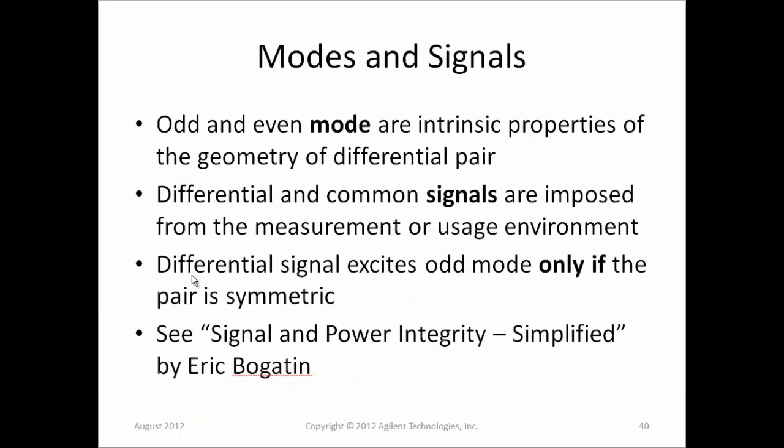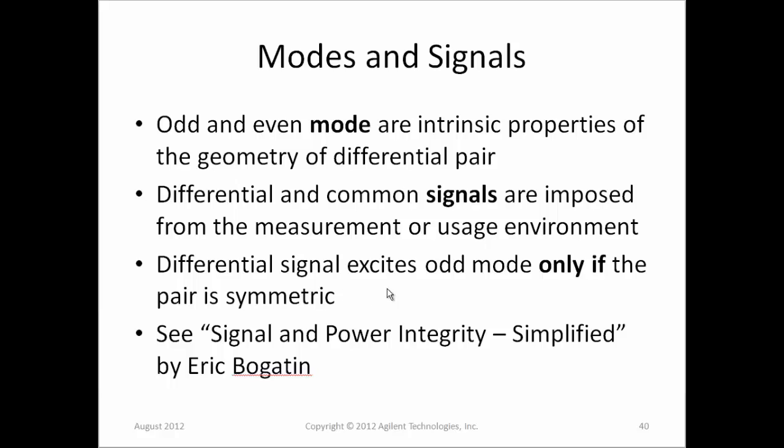Now when you get into differential pairs, there's some nomenclature you have to be aware of between things called modes and signals, and I refer you to Eric's book, Signal and Power Integrity Simplified. He covers this in great detail, but very briefly, odd and even modes are intrinsic properties of the geometry of a differential pair. They're not determined at all by the measurement environment or the usage environment. They're intrinsic properties of the pair itself. Differential and common signals are imposed from the measurement environment or the usage environment. So this is where we talk about differential and common signals versus odd and even modes.